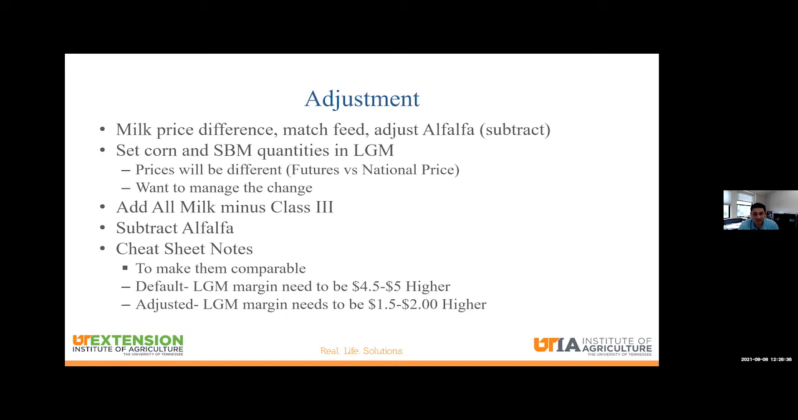But the rule of thumb is that the default margin needs to be at least $4.50 or $5 higher than the DMC one. If you adjust for it, the LGM margin needs to be about $1.50 to $2 higher. Again, the difference is going to come from the alfalfa and stuff of that nature. So if you adjust it, you want to be in that $1.50 to $2. If you don't, roughly $4.50 to $5 is where you want to land.